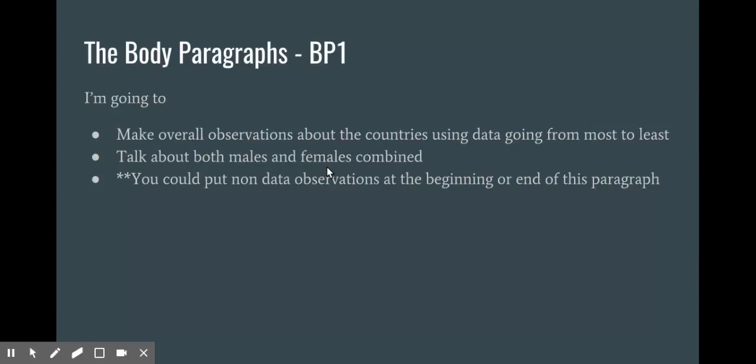I personally like to put my non-data observations in the end. But if you are someone who struggles with time, you might want to put yours in the beginning. For me, it's just more logical to put them at the end because I've talked about the graph. I've told you all about the graph. I've explained it to you. And now I'm kind of telling you, what does all this information mean? That's what your non-data observations do. They tell you what this all means.